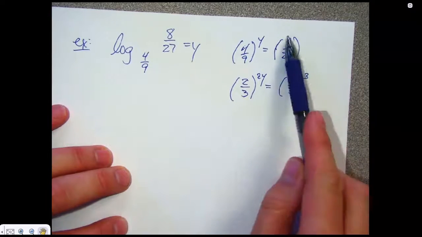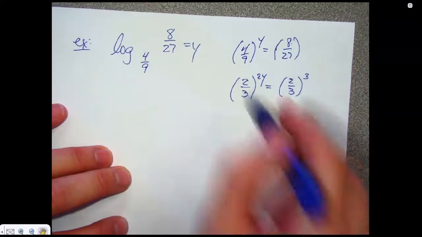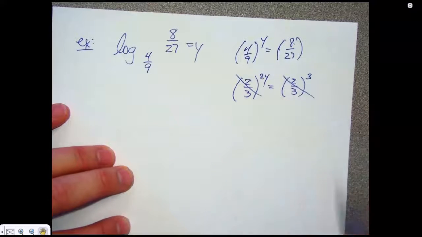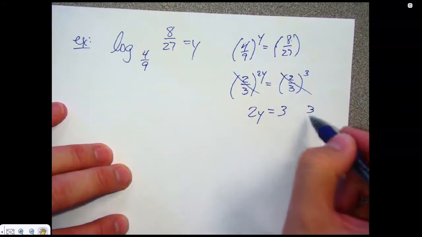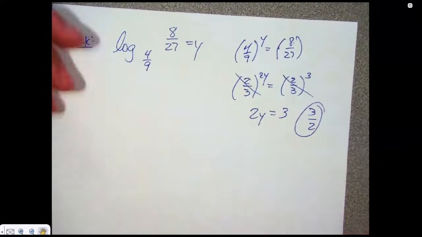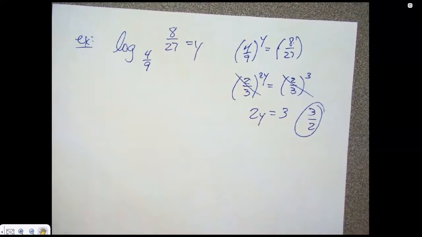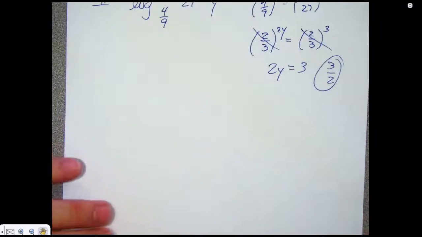If I do 2 to the third, I get 8. 3 to the third, I get 27. So I get them in fractions, totally fine to work with. And then those will go away. You get 2y equals 3. And then we divide. How many had 3 halves? I mean, if you can do that one, that's about as bad as they can look. So you should feel good there.